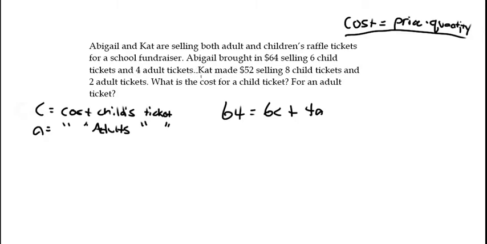Now let's see what we get with the same thing down here, applying the same method to what Kat did. So Kat sold $52 worth. Well, why did I put 54? She sold 52. So $52 worth of 8 child tickets. So we know the quantity is 8, the price is C, and then 2 adult tickets. So 2 of those at a rate of $8 per ticket. So now we've got our 2 unknowns.